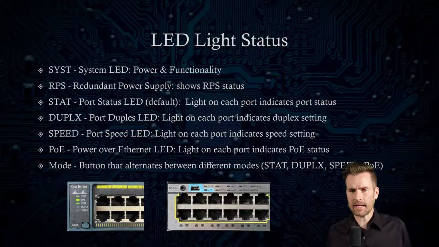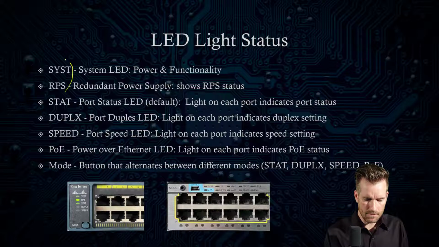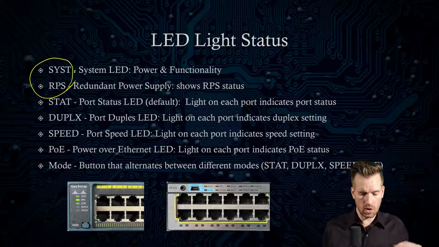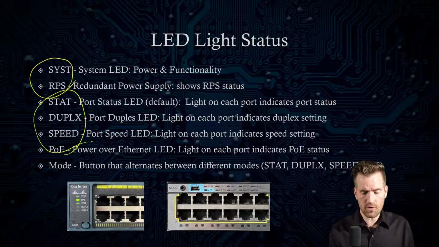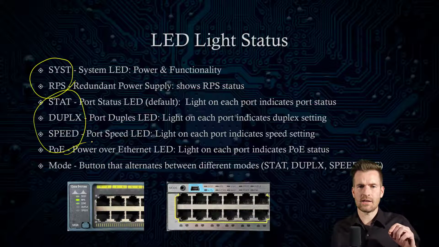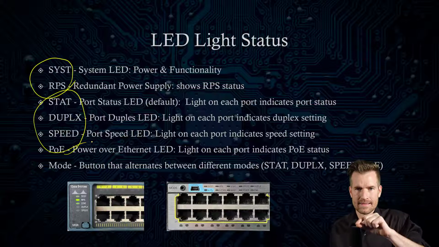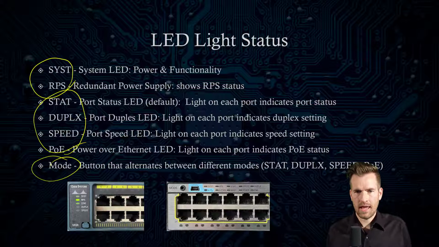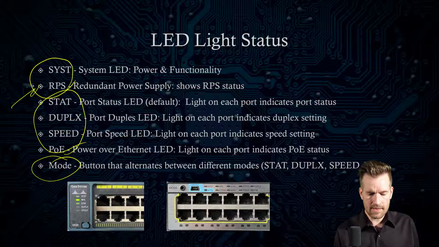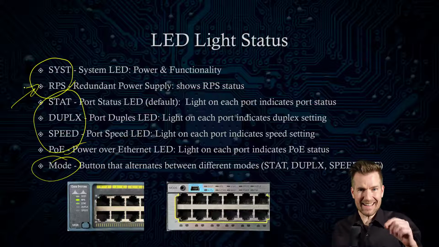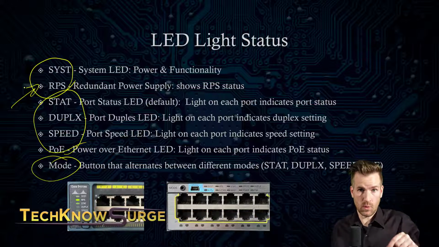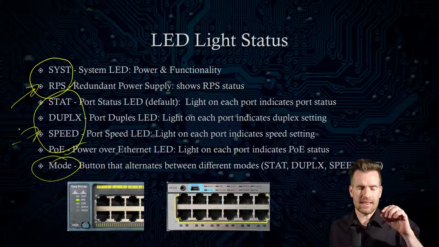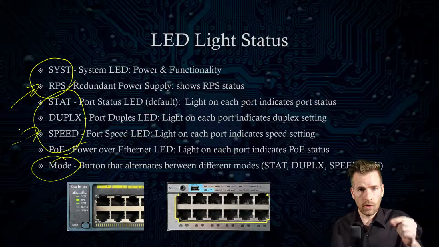There's a couple of these lights, these first two lights, that are going to be more generally associated with the switch as a whole, whereas a few of these are going to be more associated with the port itself. And then you've got a button on the front that is the mode. What I mean by this is these first two lights are indicators of what the switch is doing, versus these four indicators, which indicate what the port is doing.